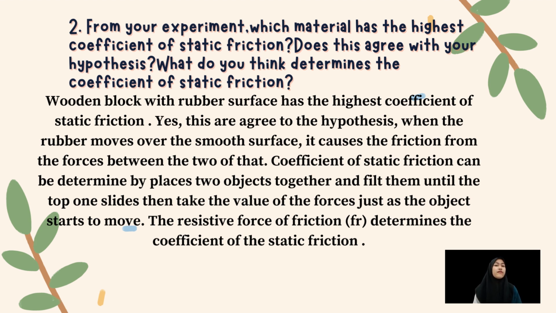When the rubber moves over the smooth surface, it causes friction from the forces between the two of them. The coefficient of static friction can be determined by placing two objects together and tilting them until the top on one side, then taking the value of the forces just as the object starts to move. The resistive force of friction, Fr, determines the coefficient of static friction.